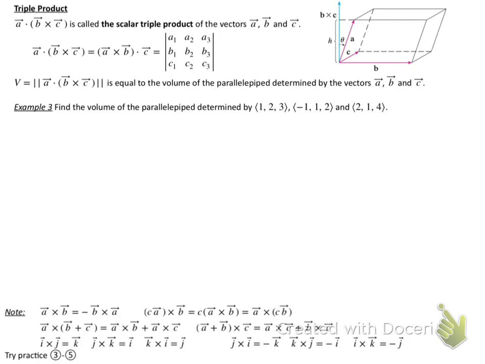Now, the triple product. When we have a cross product, it's a vector. When we have a dot product, you get a number. When you have 3 vectors, you can do the cross product of 2 of them and the dot product with the third one. So with A, B, and C, you put a cross between 2 of them, then you dot the third one. Cross goes before dot, because it comes out as a vector.